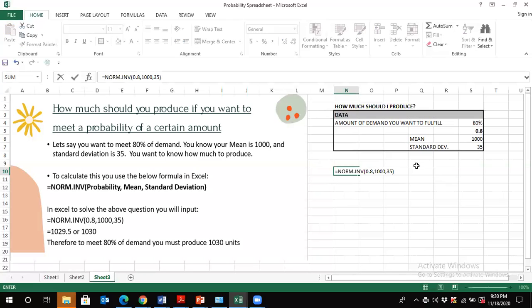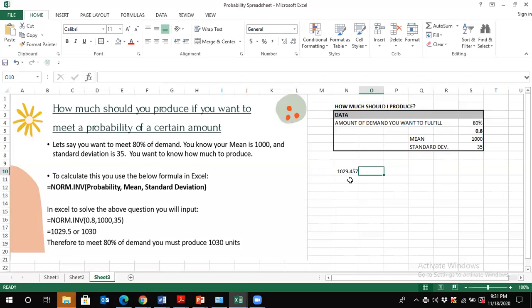And then now that I've closed the bracket, I've indicated to Excel that I'm done. I've put in all the values. And then I'm going to press enter. When I press enter, I'm telling Excel, please calculate the value for me based on this information. And the answer is 1029.457.